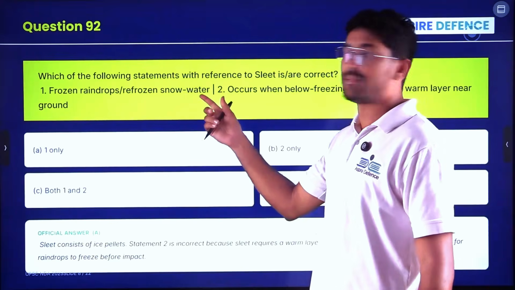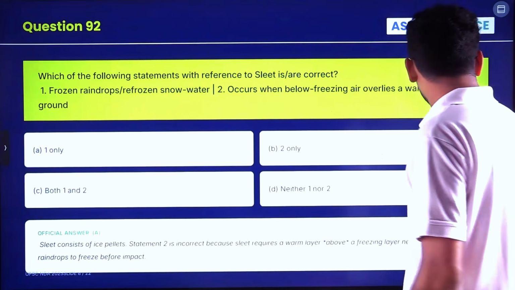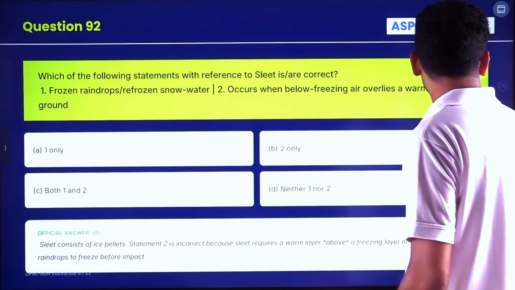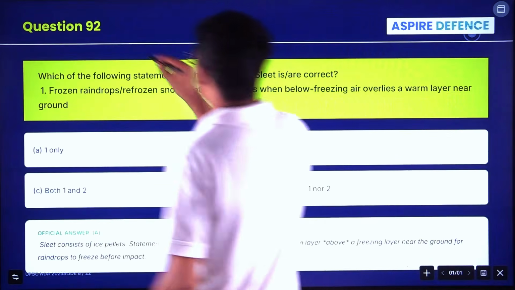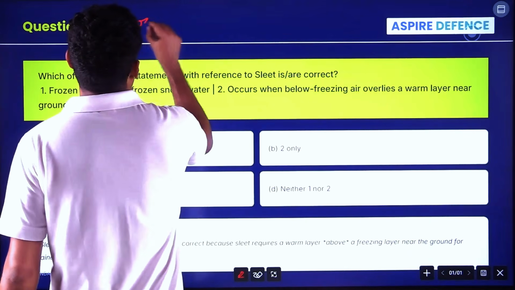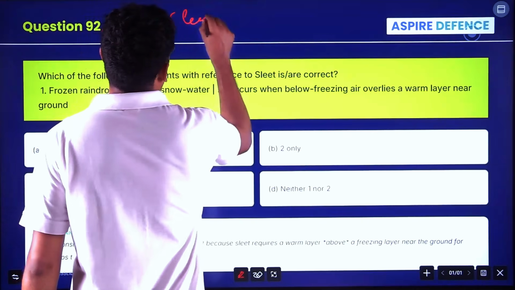Which of the following statements with reference to sleet are correct? See, fog, sleet.